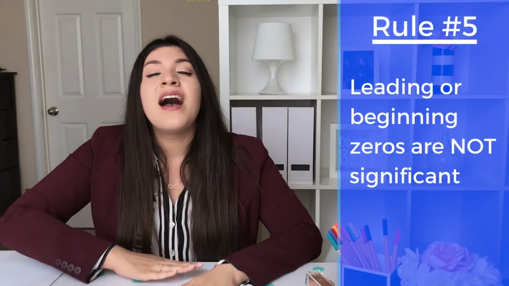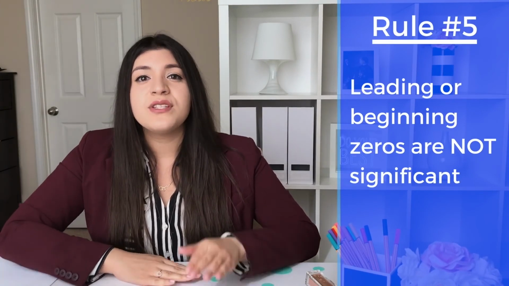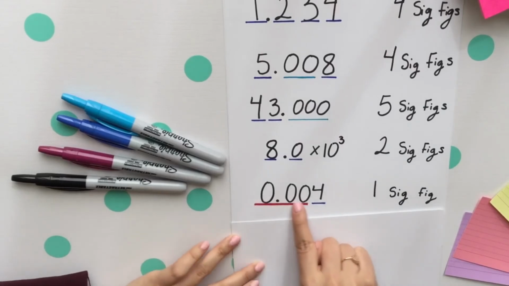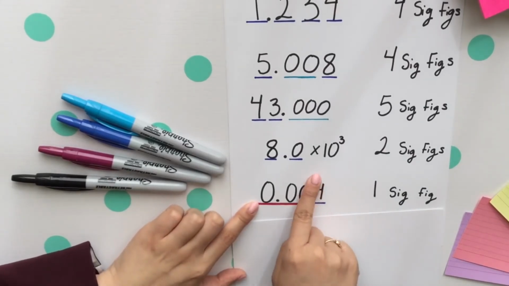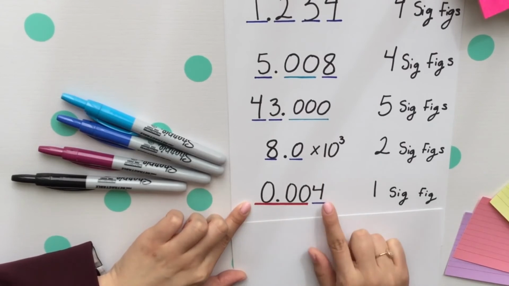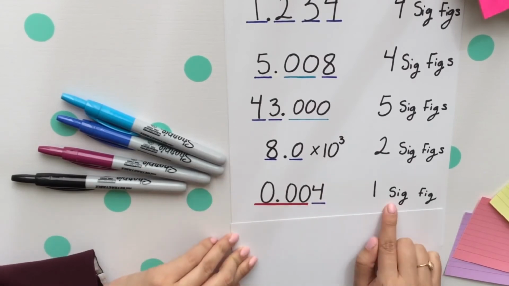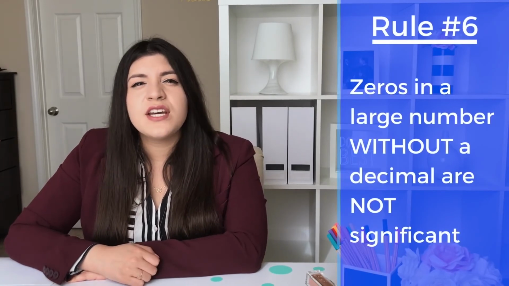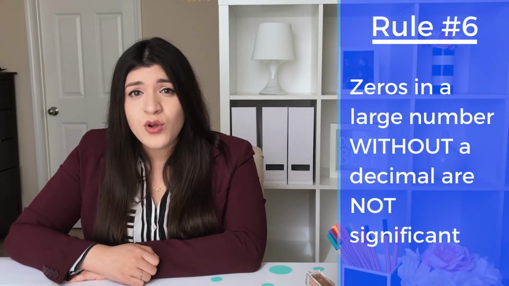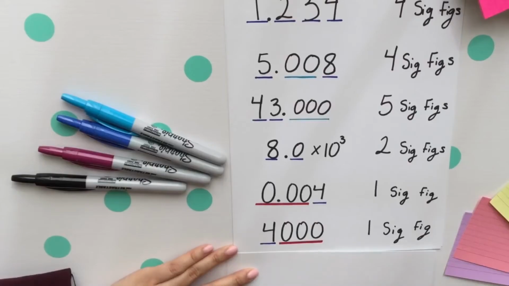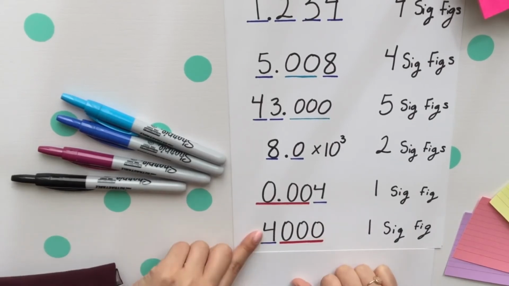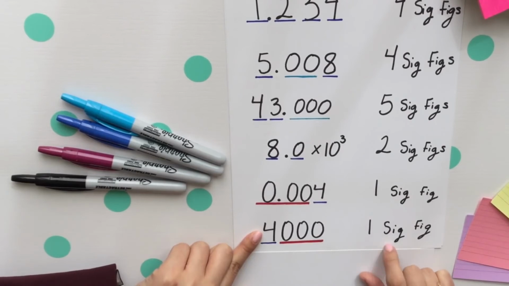Rule number 5, any leading or beginning zeros are not, I repeat, not significant. Looking here, these 3 are leading or beginning zeros. They do not count as significant. Only this 4 counts, so there's only one sig fig. Rule number 6, any zeros in a large number without a decimal are not significant. These 3 zeros are within a large number without a decimal, so they do not count as significant. Only the 4 does. There's only one sig fig.